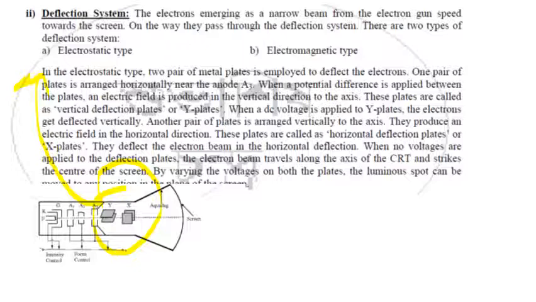We can also apply another pair of plates perpendicular to the Y plates, along the x-axis. They produce electric field in the horizontal direction. These plates are called horizontal deflection plates or X plates. They deflect the electron in the horizontal direction. A set of plates can be placed. When no voltage is applied to the deflection plates, the electron travels along the axis and strikes the center. So by varying the voltage on the plates, you can move the luminous spot. Why a luminous spot? There we have a fluorescent coating. So the luminous spot may be checked.